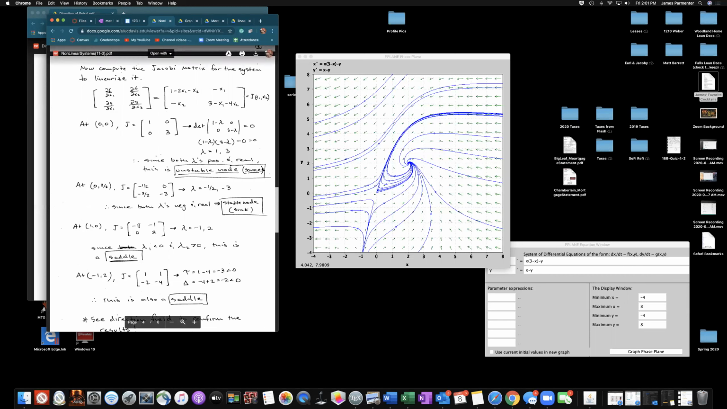For the third one, plugging in 1, 0, we get this matrix where the eigenvalues are opposite signs. So we know we have a saddle. God, the words are challenging today.